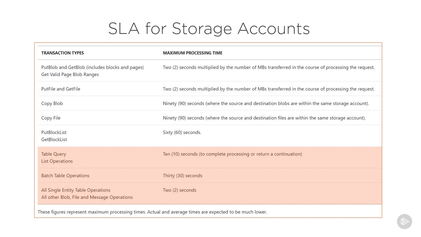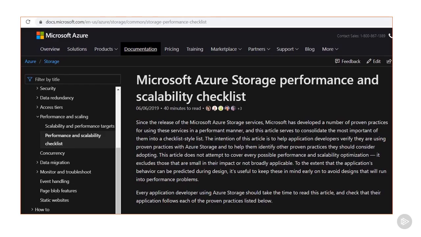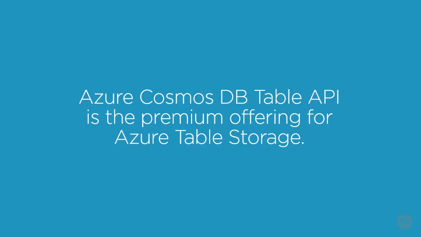However, this gives you an idea of the SLAs and the times you need to expect when working with Azure Table Storage. Also, I have added a link to a document explaining design best practices to use Azure Storage. I would suggest you go ahead and take a look at this document if planning to use Azure Storage accounts. So what if I need a better SLA for my application, for example, less latencies? There is a premium offering for Azure Table Storage. Azure Cosmos DB Table API is the premium offering for Azure Table Storage, and we are going to take a look at this offering in the later modules.